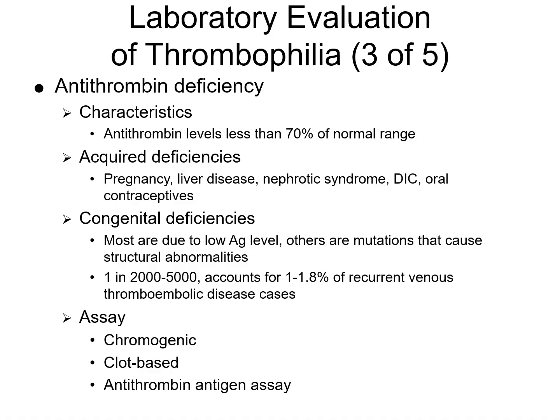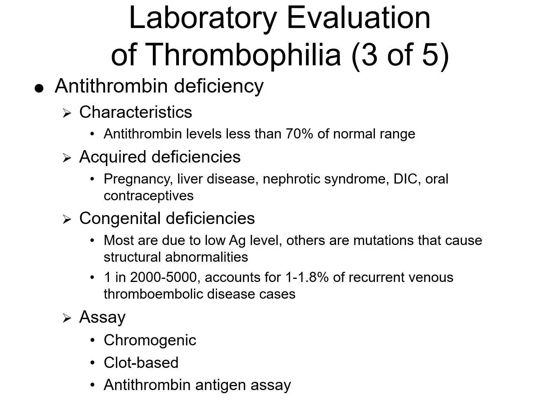For antithrombin deficiency, some characteristics: it is defined by antithrombin levels less than 70% of the normal range. Antithrombin is a natural anticoagulant that inhibits thrombin and other coagulation factors such as 10A, 11A, 12A, and 9A. It can be acquired. Acquired deficiencies of antithrombin can occur due to various conditions, including pregnancy, liver disease, nephrotic syndrome, disseminated intravascular coagulation or DIC, and use of certain oral contraceptives.